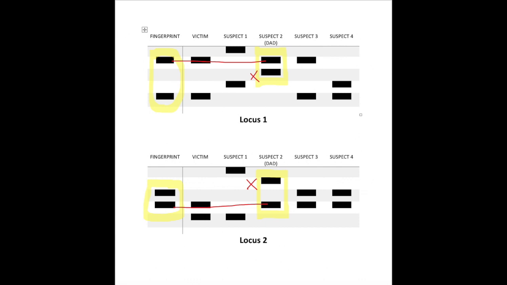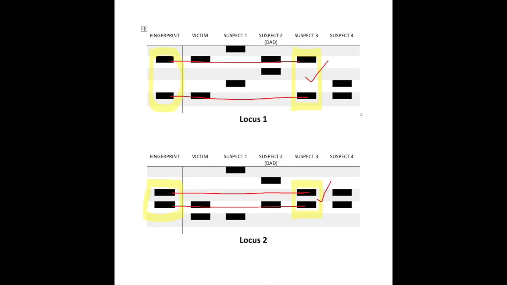So all we have left is suspect 3, which matches the bands of the DNA of each locus exactly, meaning it was this person's DNA found at the crime scene, making them the murderer. But how did we figure out it was John's sister?